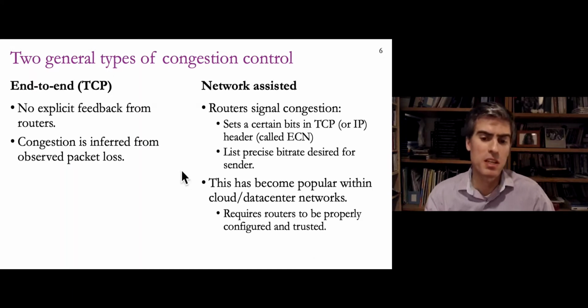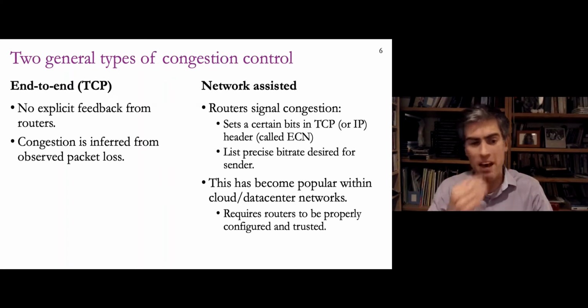Okay, but in this lecture, we're going to be talking mostly about the classic end-to-end style of congestion control that TCP does. Where the routers don't really participate, they just drop packets when they have to, but they don't give any information about whether they're close to dropping packets or whether they are dropping packets.